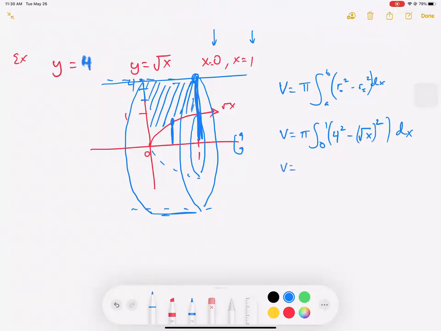If I continue, V is equal to pi. We can multiply that out. Integral from 0 to 1 of 4 squared, which is 16, minus square root of x squared, which is just x. And then that integral would be pretty easy.